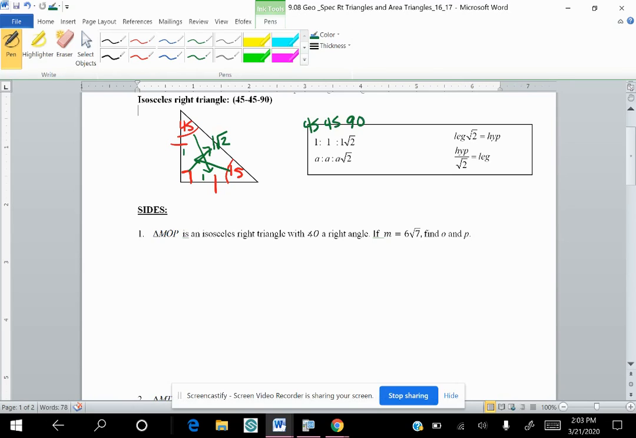If you forget that and you know the numbers, then also think about, well, these two are the same, so they're both 1s. Also think rad 2 is bigger than 1, and the largest side should be across from the largest angle. Let's do a couple examples.